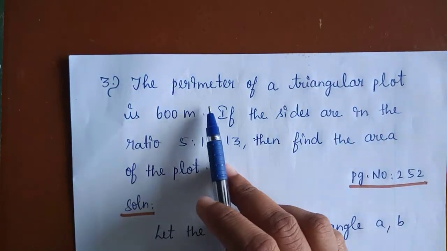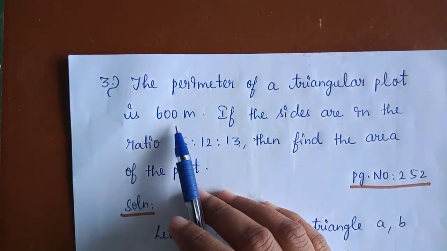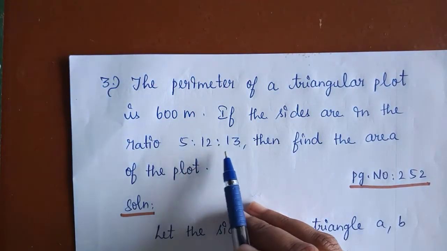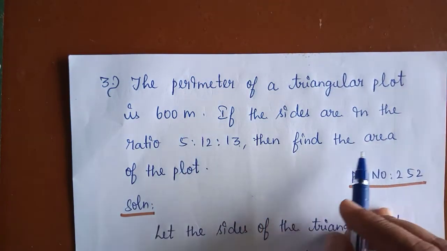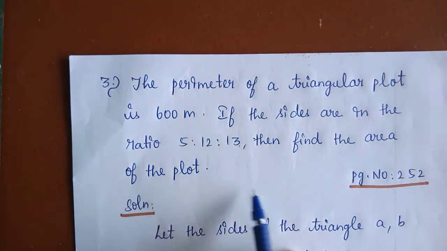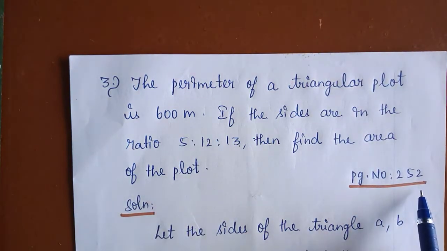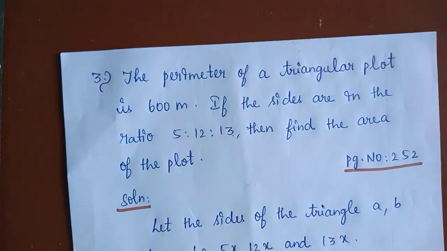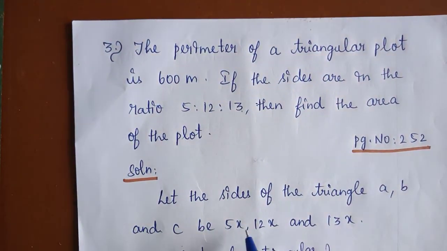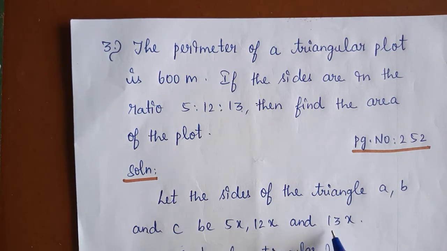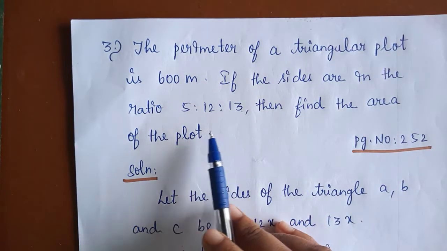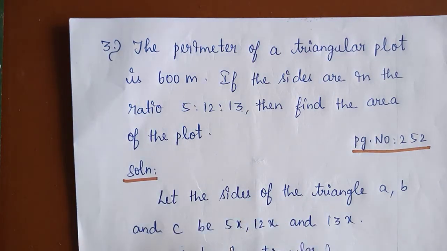Problem number 3. The perimeter of the triangular plot is 600 meter. If the sides are in the ratio 5:12:13, then find the area of the plot. The problem belongs to page number 252. Solution. Let the sides of the triangle A, B and C be 5x, 12x and 13x, because the sides of the triangle are given in the form of ratio. So we are taking like this.